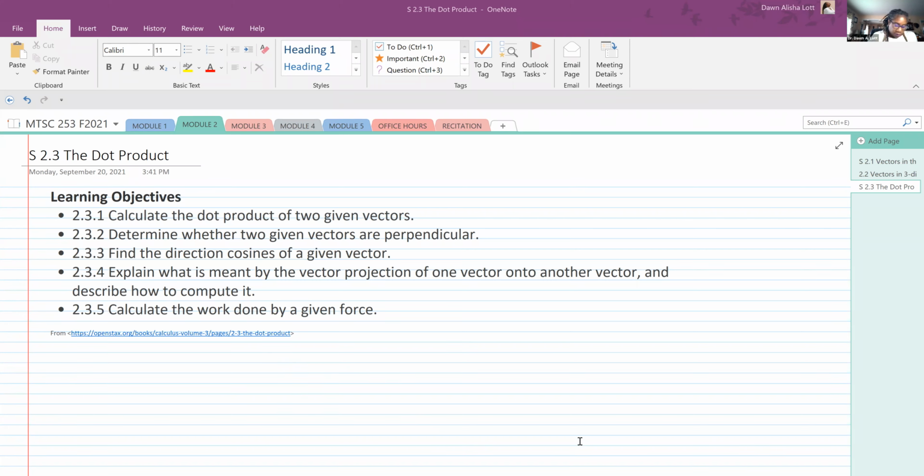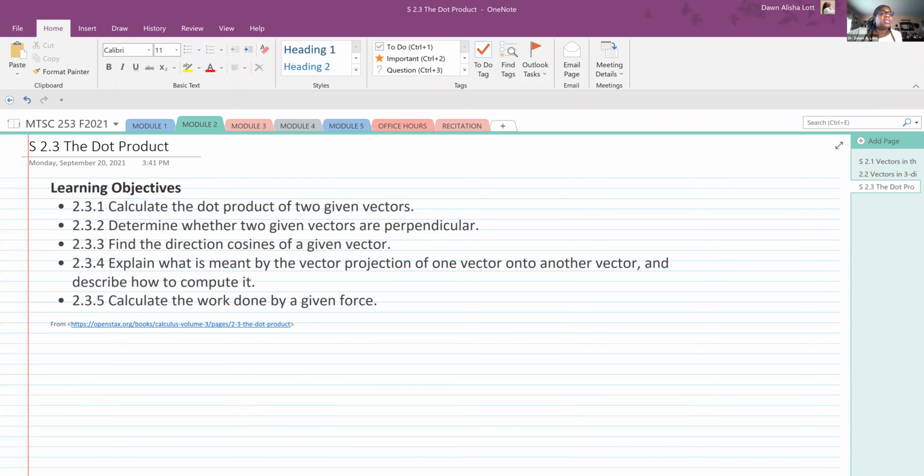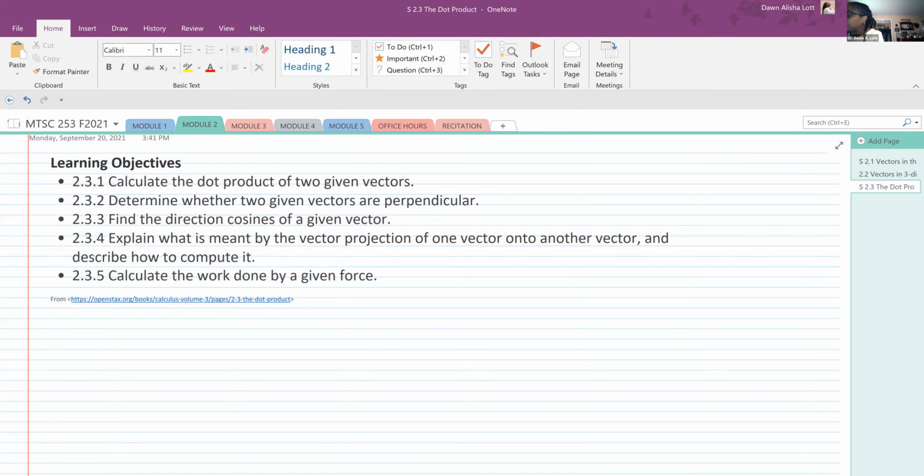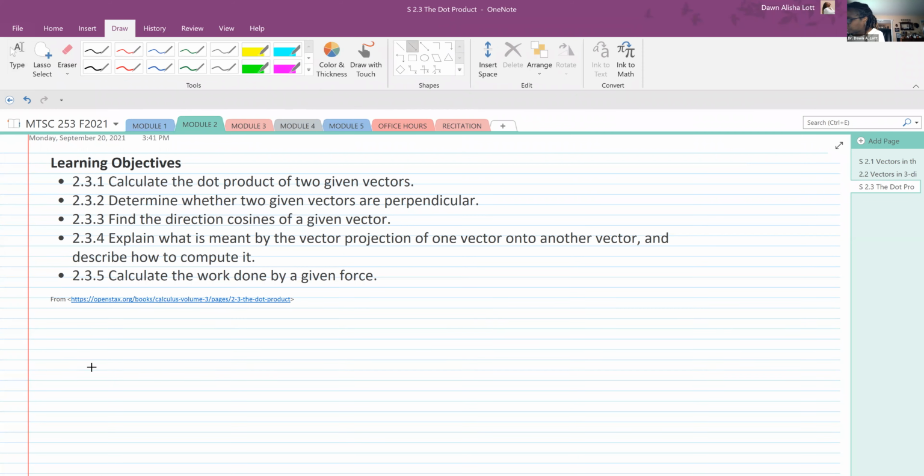So let's start off with something very, very simple, which is the definition of the dot product. It is one of the easiest things to compute. So we start off with two vectors. So I have one vector that looks like this. I'm going to call that vector A. I'm going to have another vector that looks like this. I'll call that vector B. And then there's some angle between them. That angle is theta. Okay, so theta is the angle between A and B.